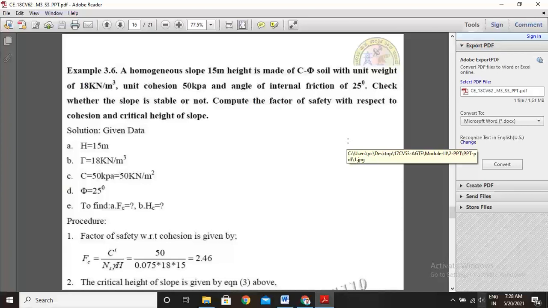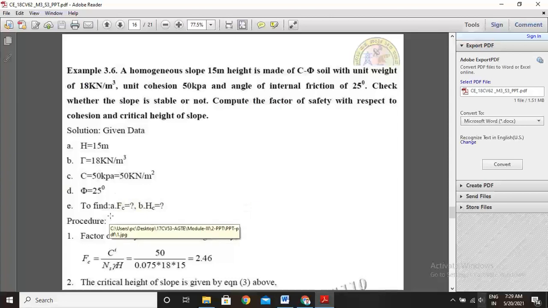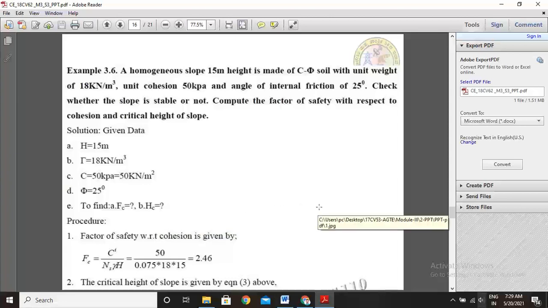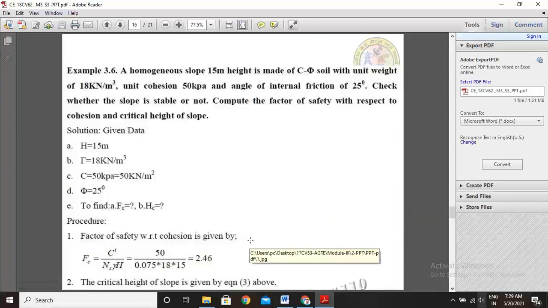Solution. Given data, here H is 15 meter, gamma is 18 kilonewton per cubic meter, C is 50 kPa, means 50 kilonewton per meter square, phi is 25 degrees given. Then to find Fc, that is factor of safety with respect to cohesion, how much, and Hc, critical height, how much. Follow the procedure. So step 1, factor of safety with respect to cohesion is given by Fc equal to C dash by Ns into gamma h.